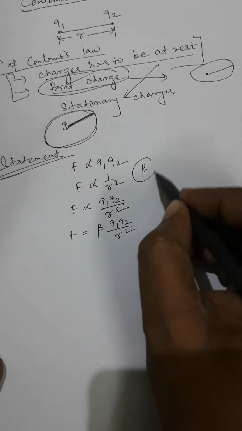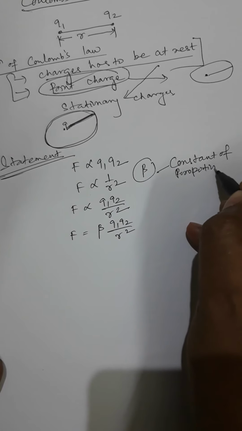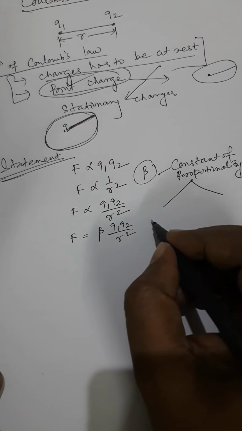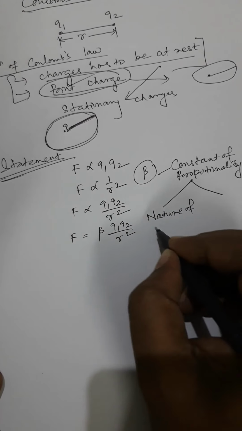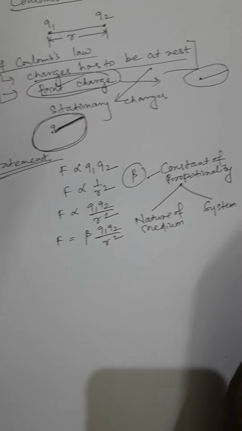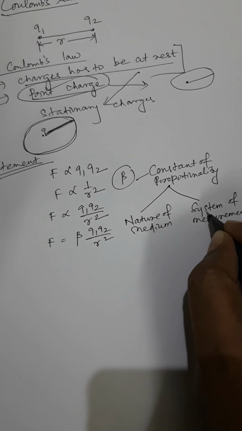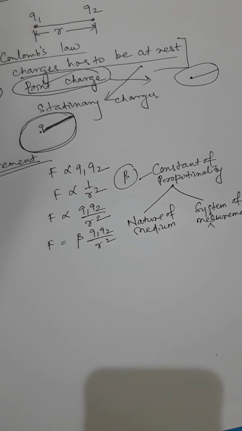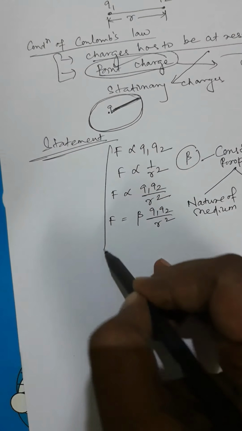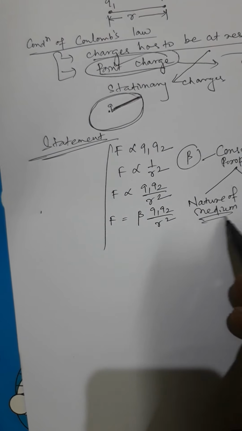Now here beta is the constant of proportionality, and this constant of proportionality depends upon two factors. One is the nature of medium, and the second one is the system of measurement. So this value of beta depends upon the nature of medium and system of measurement.